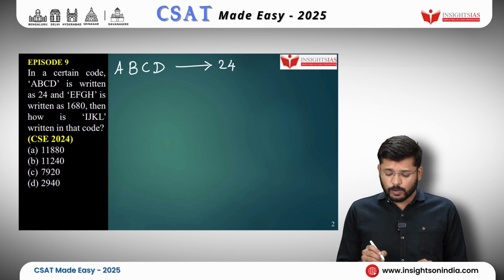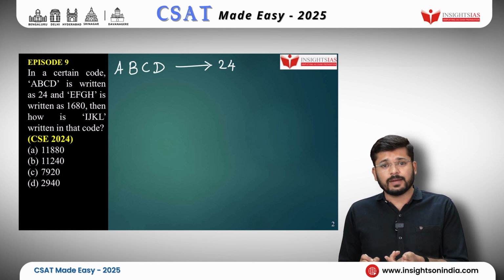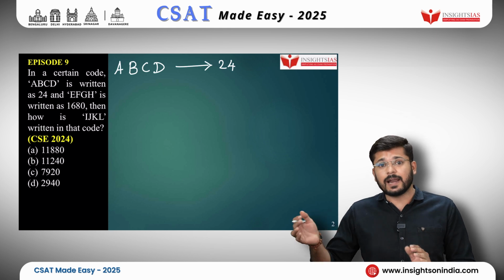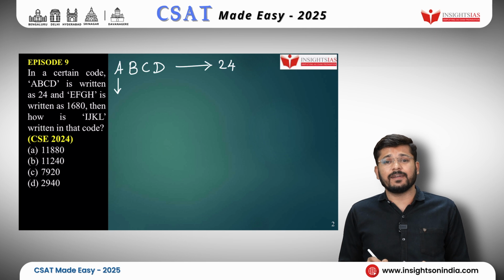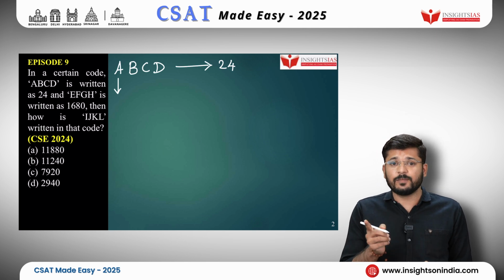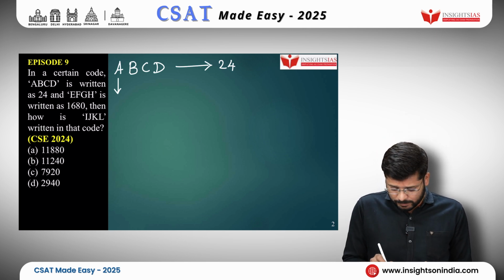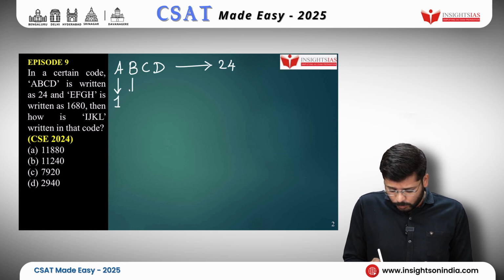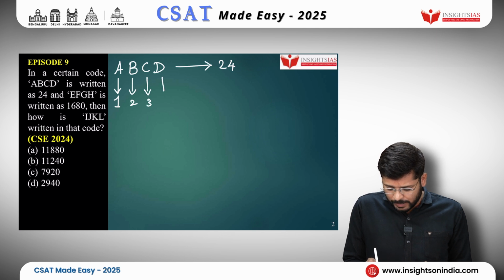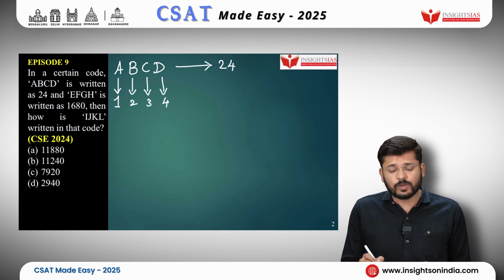Let's try the positional value of each letter in the alphabet. What is the positional value of A in the alphabet? It is 1, right? Because A is the first letter in the English alphabet. Then what about B? Its positional value would be 2. What about C? That would be 3. And D, that would be 4.